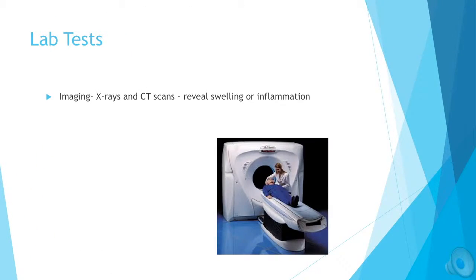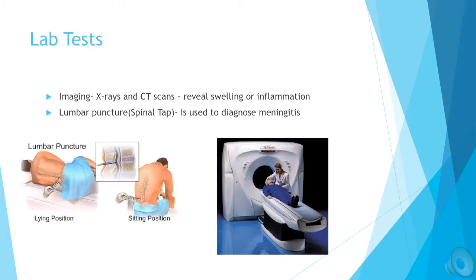Lab tests. Imaging such as X-rays and CT scans are taken of the head, chest, and sinuses to determine any swelling and inflammation. A lumbar puncture or spinal tap is performed for a definitive diagnosis of meningitis. Cerebrospinal fluid is collected through a lumbar puncture and is the most important test in determining the cause of meningitis. If meningitis is present, the cerebrospinal fluid often shows low glucose levels, an increase in white blood cells, and an increase in protein.